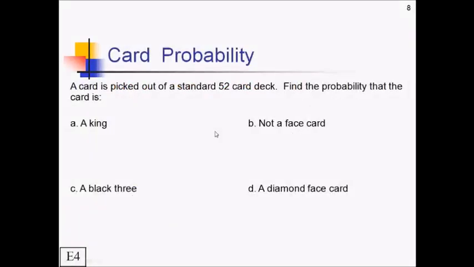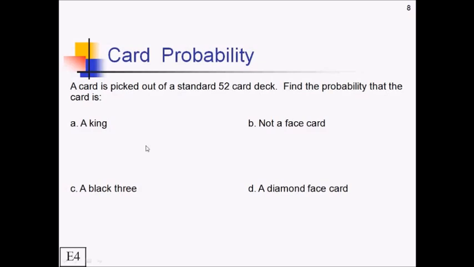All right, time to see how much you know about a standard deck of cards. Let's say we pick a card, any card out of that standard 52-card deck. We want the probability that the card is each of these following items. So we'll do the first one together, and then I'll let you try the next 3 on your own. So let's say we want the probability that the card is a king.